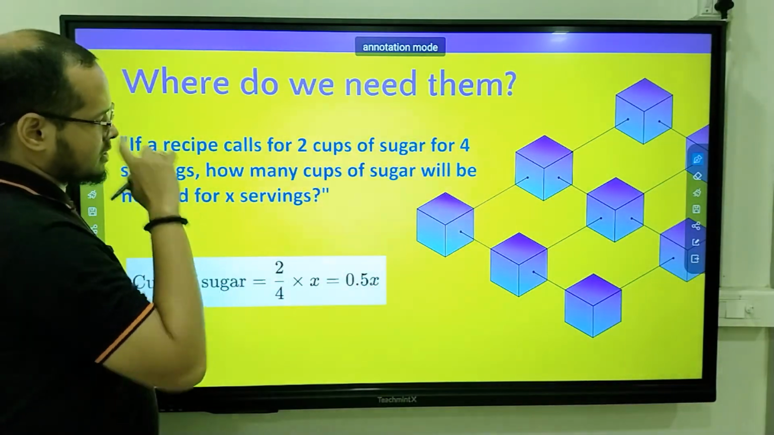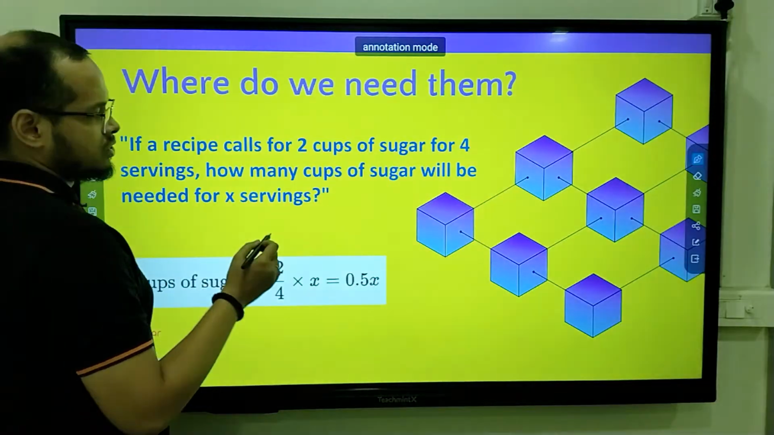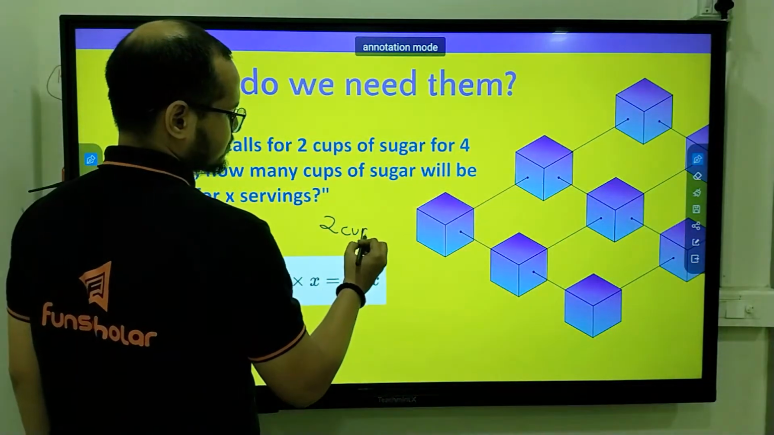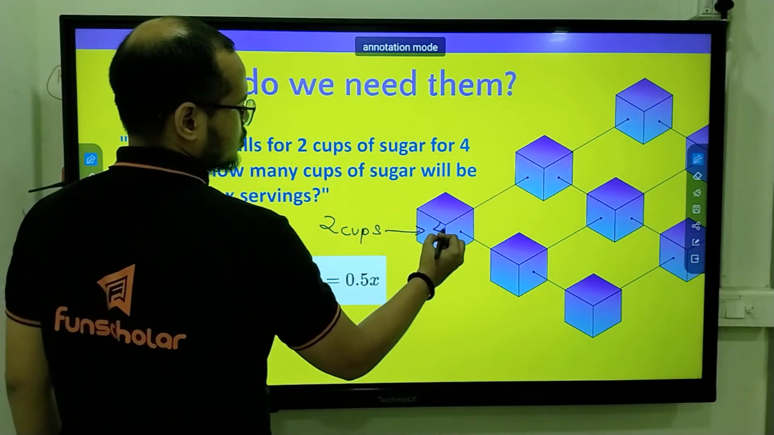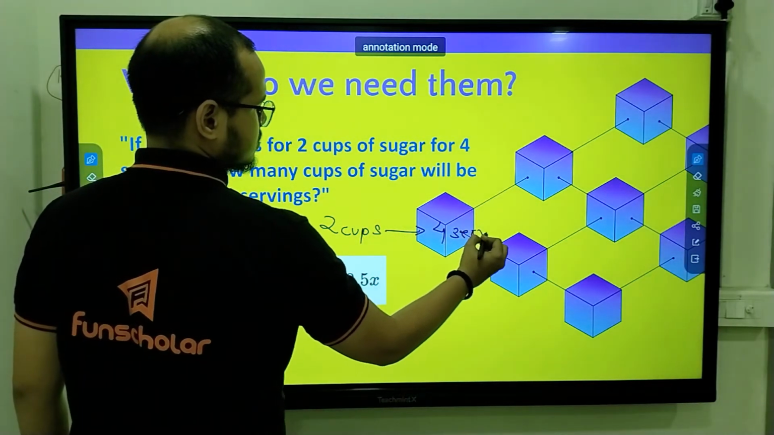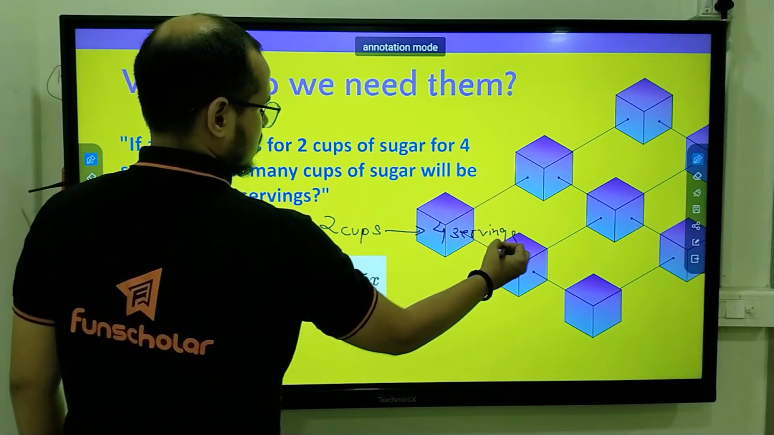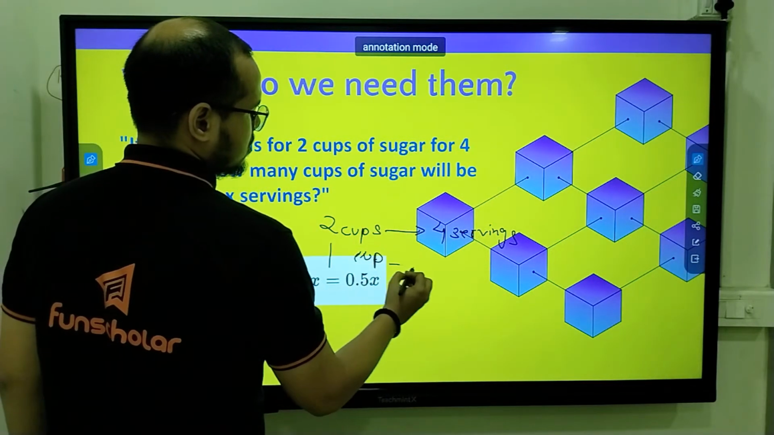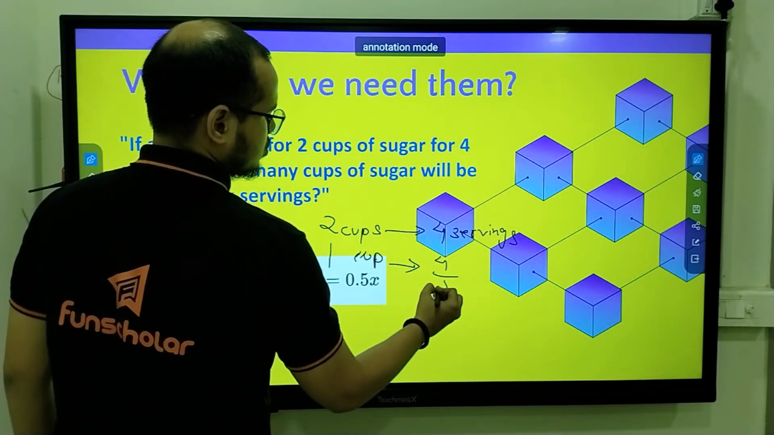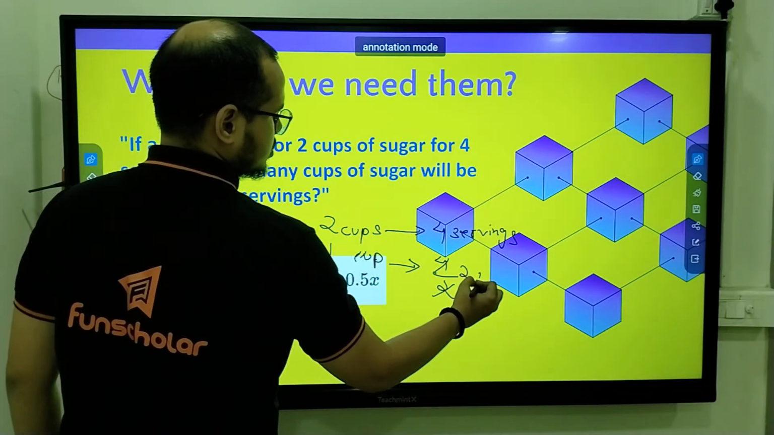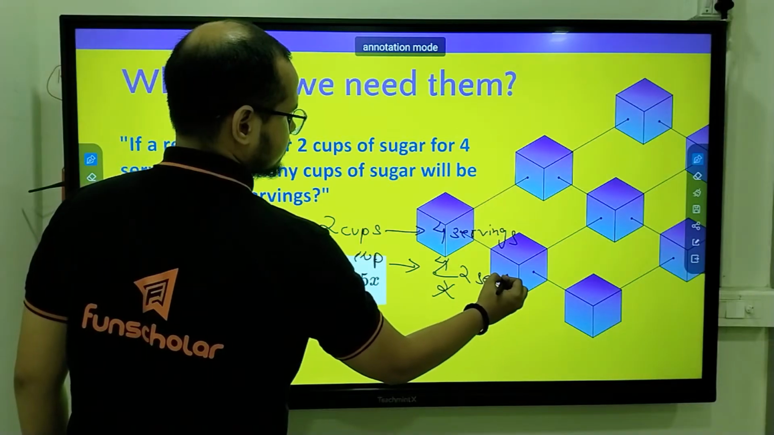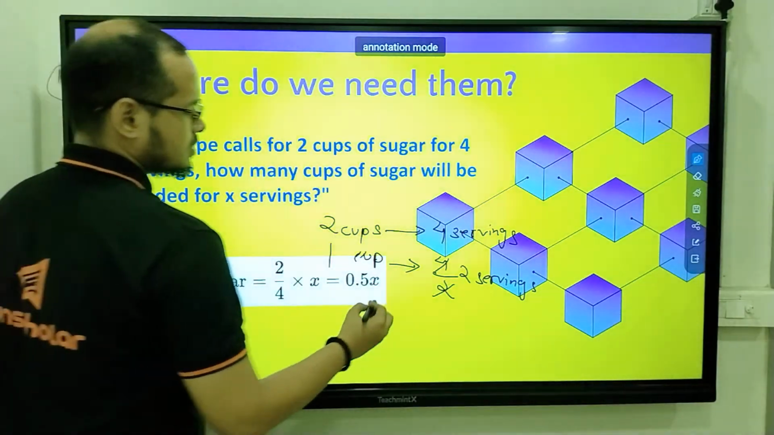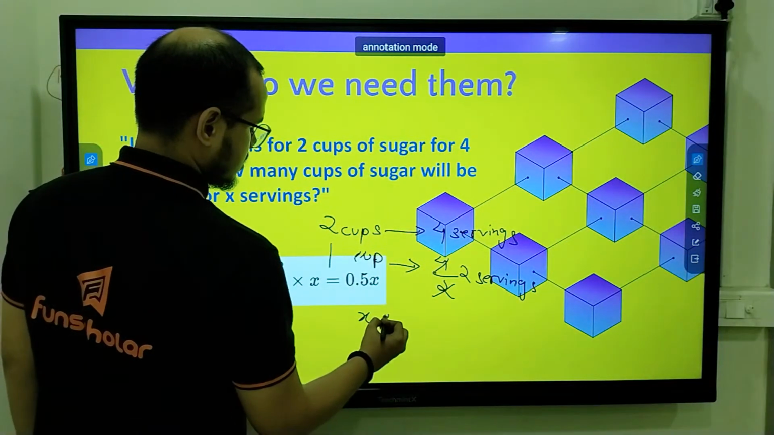First thing is that 2 cups of sugar for 4 servings, simple unitary method. So 2 cups for 4 servings, 1 cup for 4 by 2, that is 2 servings. So how many needed for X servings?